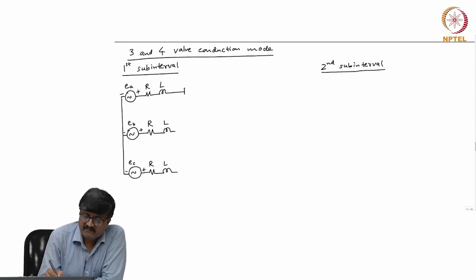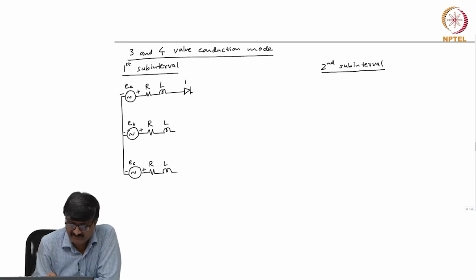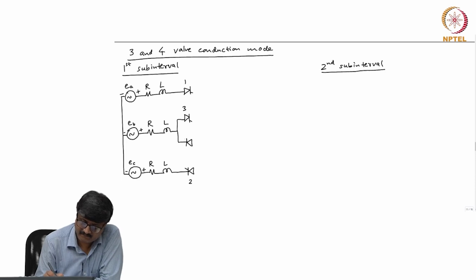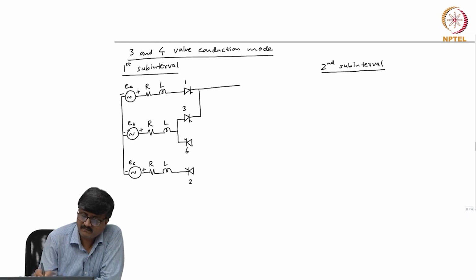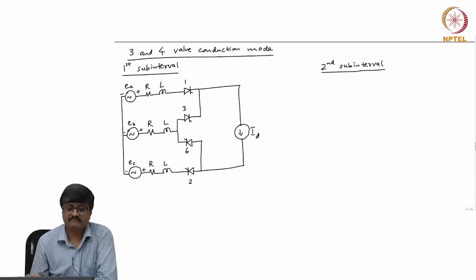So, valve 1 is in series with EA and valve 2 is in series with EC, and both the valves 3 and 6 are conducting. So, this is the circuit for the first subinterval.